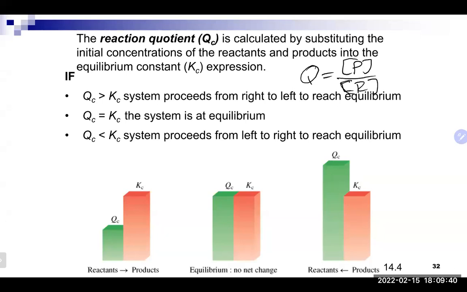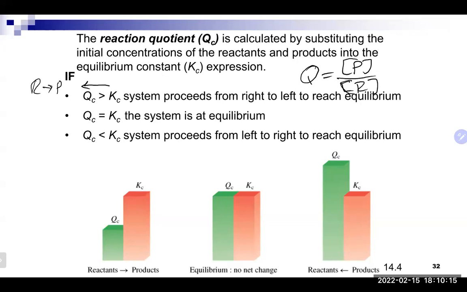So what do we do with Q? We calculate Q and compare it to the K value. If Q is greater than the K value, that tells you you are not at equilibrium, and in order to reach equilibrium you need to go towards the reactants. I look at it as opposite of where it's pointing. In a reaction there are reactants and products, so it has to go to the left. It has to make more reactants to reach equilibrium.